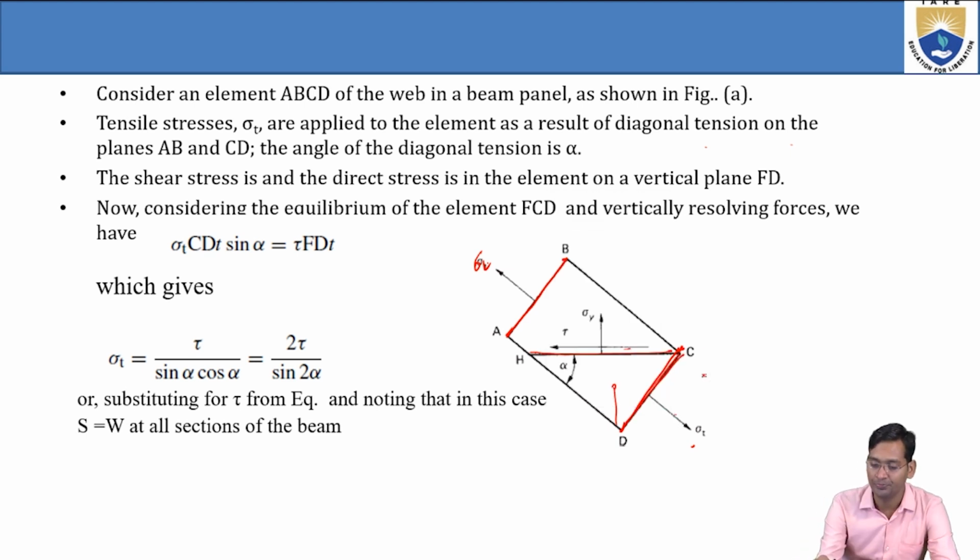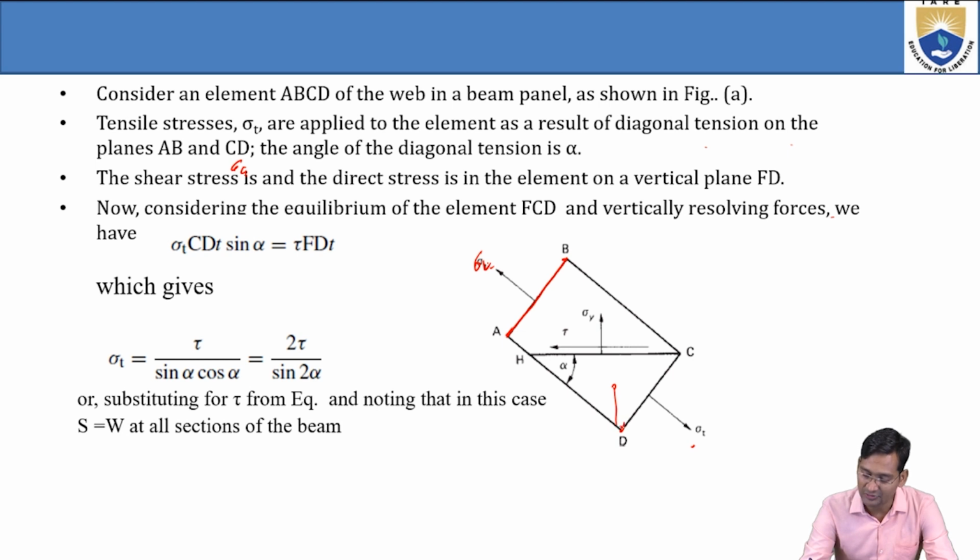Because of this, what happened? As a result of the diagonal tension, they will experience a diagonal tension like this, depending upon the value of sigma T. The shear stress tau and the direct stress sigma are in the element on the vertical plane FB. Now considering the equilibrium of the element FCD and vertically resolving forces, we have sigma T into CD t sine alpha.